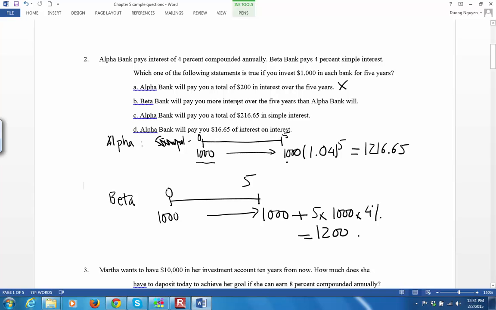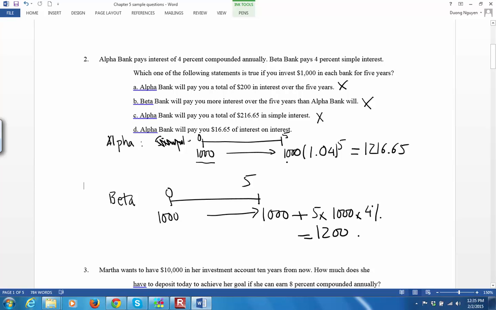Beta Bank will pay you more interest over 5 years than Alpha Bank. It is not true. Beta Bank pays you only $200 interest over 5 years, and Alpha Bank pays you $216.65. Alpha Bank will pay you a total of $216.65 in simple interest. No, $216.65 is a compound interest.